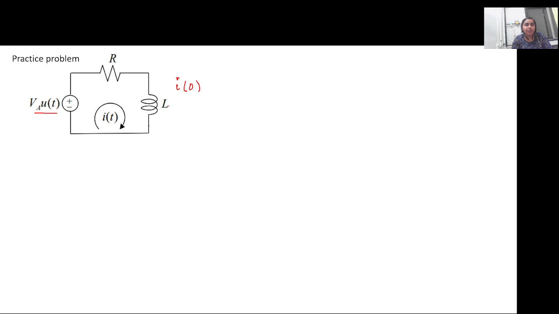So let us assume that through the inductor initially some current I(0-) was flowing through it. Now you have to finally calculate what is this i(t). The first step in solving a circuit using a Laplace transform is to redraw the circuit in terms of the frequency, in terms of s.